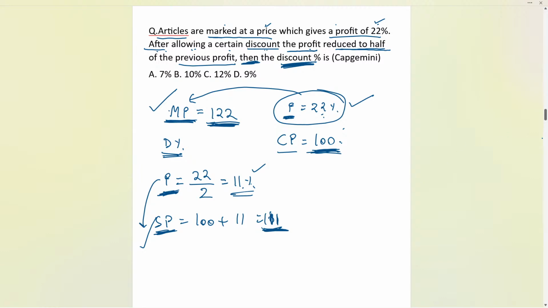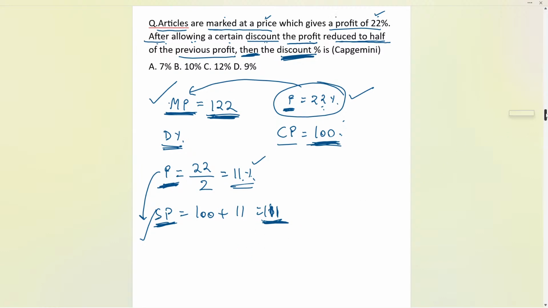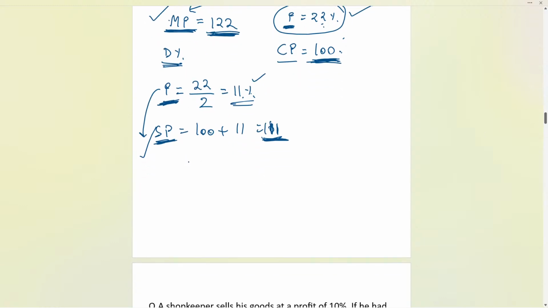Now let us try to find it. We also know the formula. If you want to try directly, you can try. But the formula we also know: selling price equals mark price into (100 minus D) upon 100. D is what? We don't know. That is the thing we need to find.